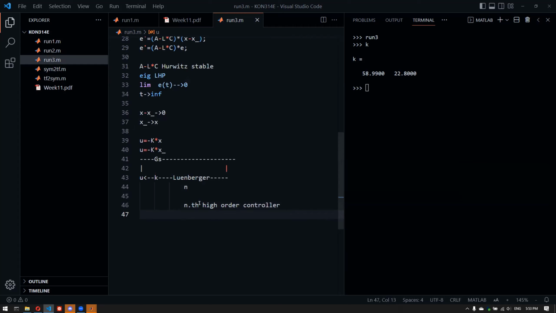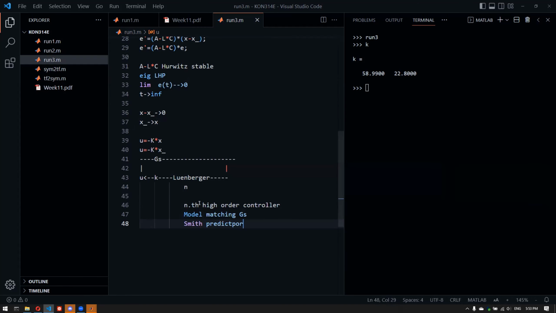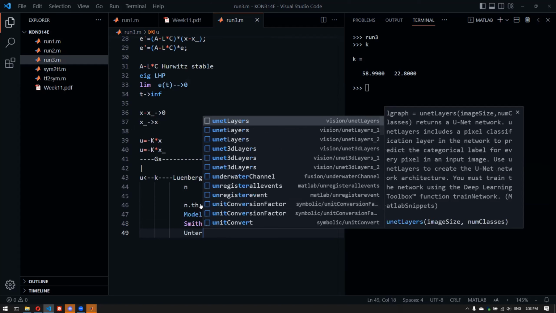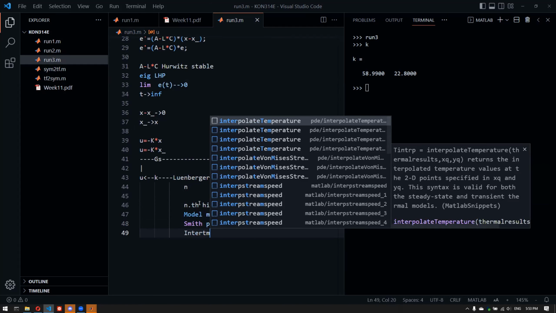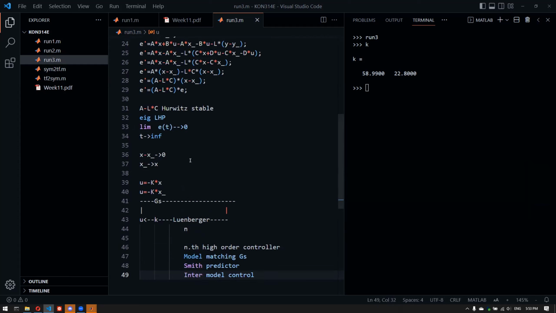Now we are at a point where we have kind of the model matching equivalence here, because we have kind of G(s) in our control structure. Or we could also call this like the Smith predictor equivalent here, because it still relies on the system model. Or it's also called internal model control, because all these methods basically use the system model here. We are relying on the system model.